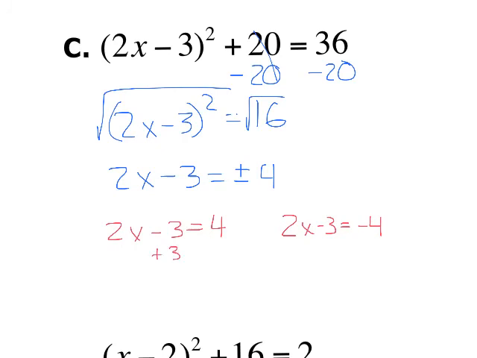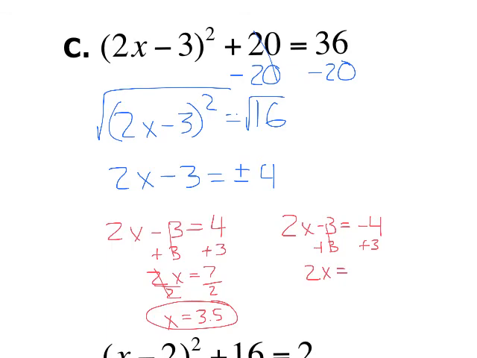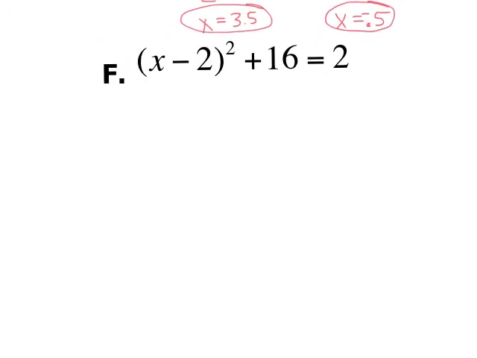So I add 3 to both sides. I get 2x equals 7. Divide by 2. I get x equals 3.5 or 7/2, whichever one you want to leave it as. Other equation, add 3 to both sides. 2x equals negative 1. Divide by 2. You get x equals negative 0.5 or negative 1/2. Okay, any questions on C? Those are the two main types, okay, solving for just an x, solving for a set of parentheses. The rest is just kind of riff-raff.